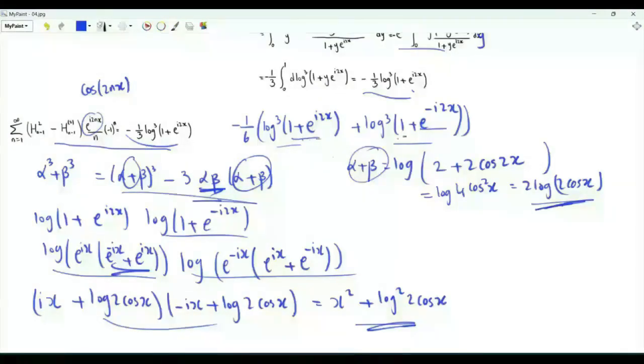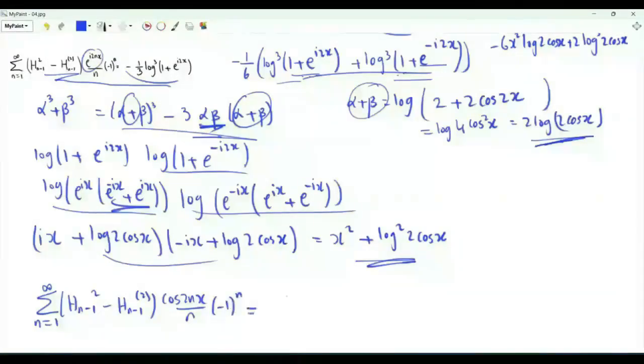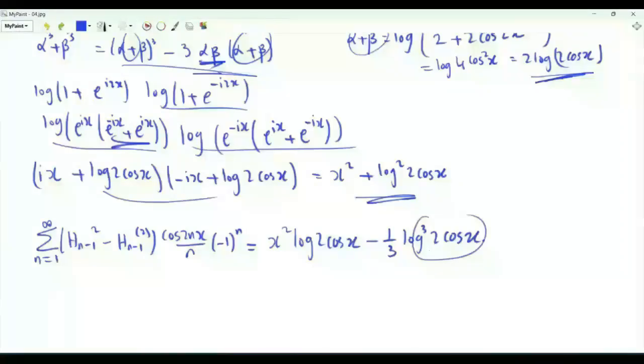We can use this to write down the sum of these two cubes. It is equal to minus 6x squared log(2 cosine x) plus 2 times log(2 cosine x) cubed. We have that the summation n from 1 to infinity of this difference, times cosine 2nx over n times minus 1 to the power n, is equal to x squared log(2 cosine x) minus 1 over 3 log(2 cosine x) cubed. Now we have a series representation for this logarithm.